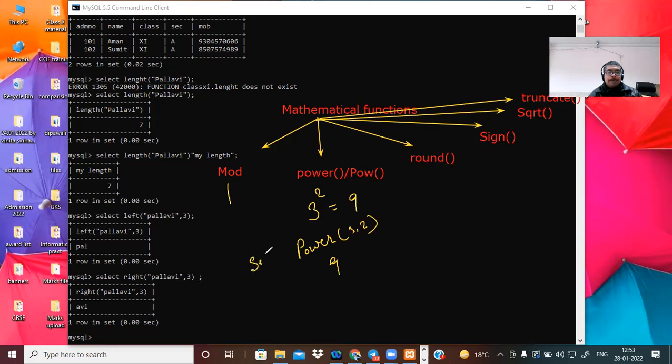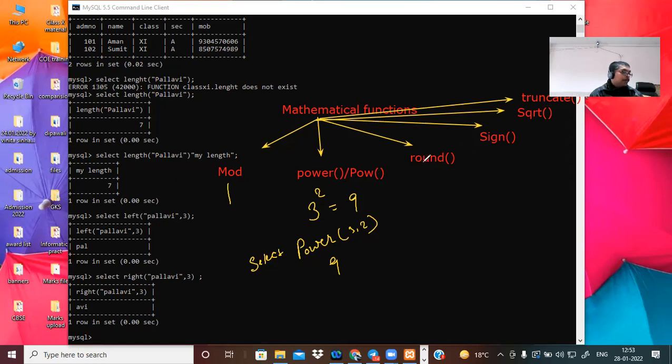Simply we should write select power. I hope you have got it. Power accepts two numbers, the first number and the second number. It returns the first number raised to the power of the second number. I hope you have got it.